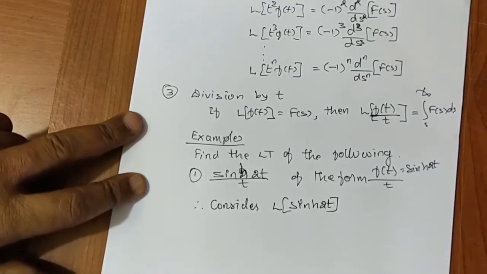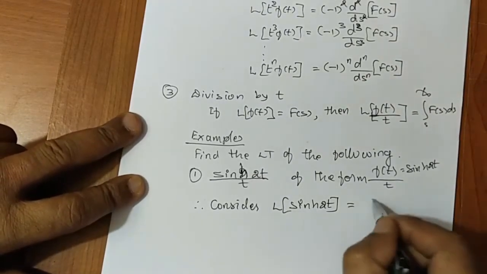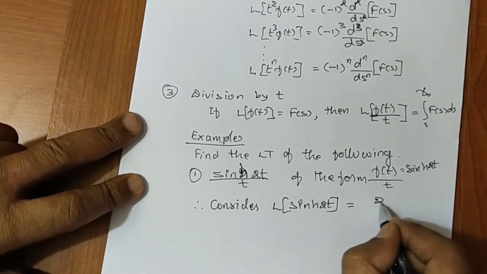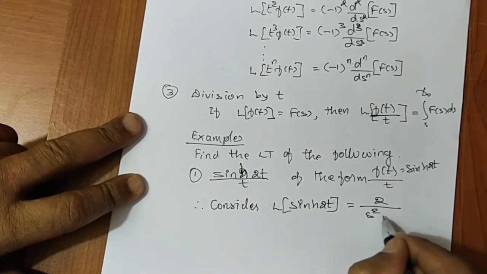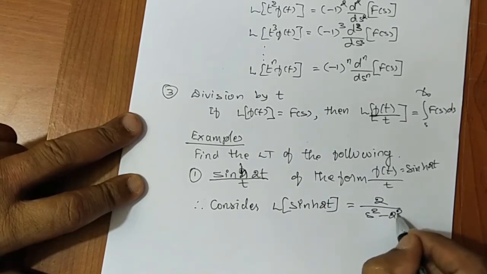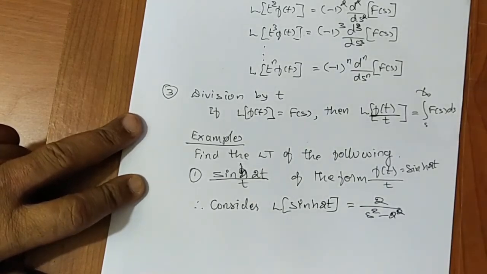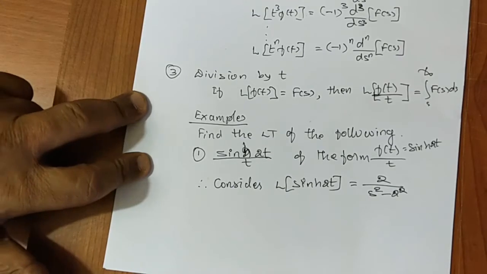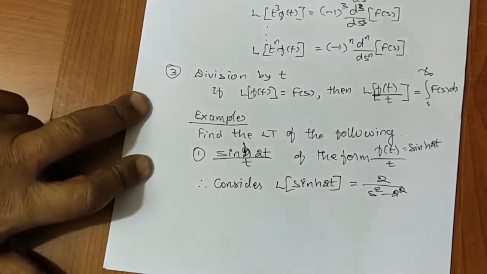So what will that be? So that will be equal to what? It is a over s squared minus a squared. So it is 2 over s squared minus 2 squared. Right? S squared minus 2 squared. This is the Laplace transform of sine hyperbolic t.